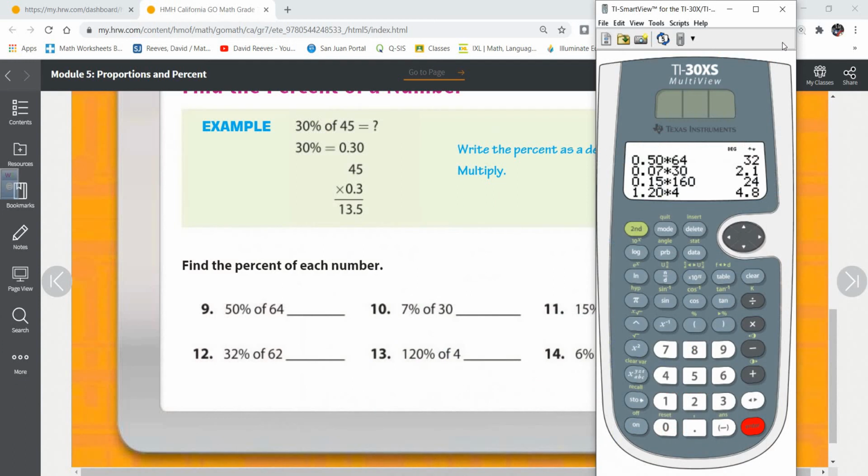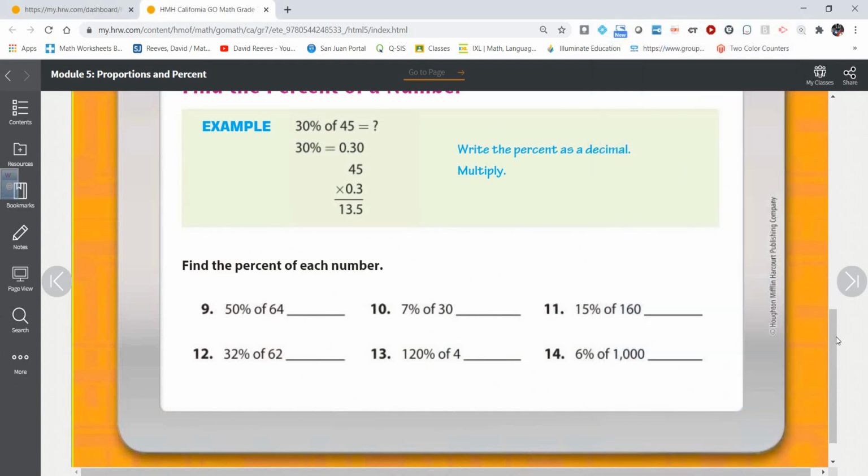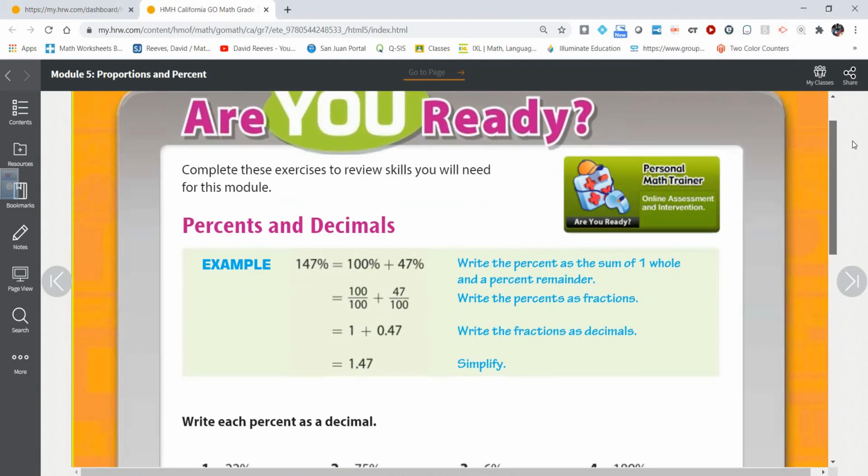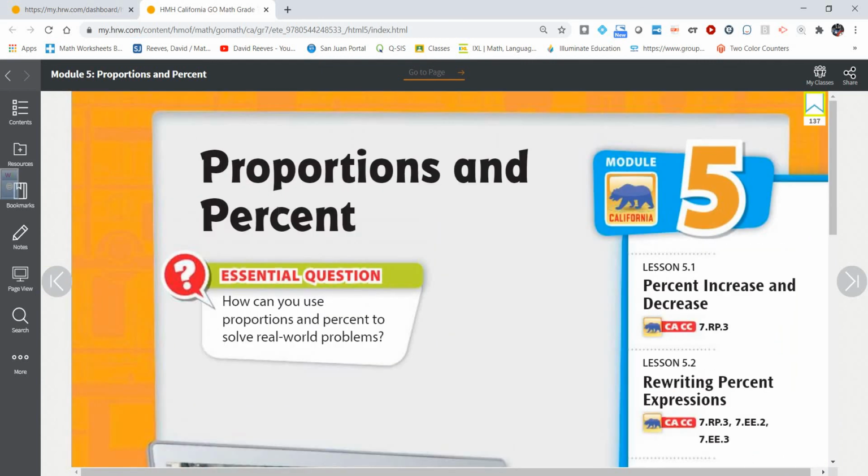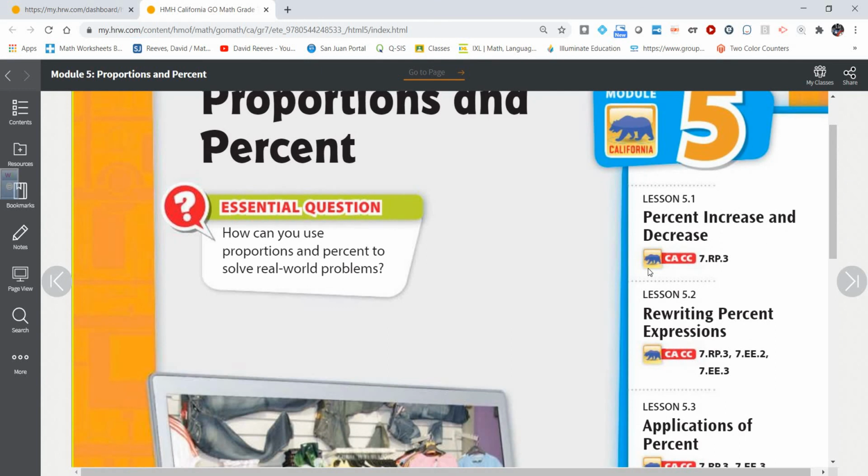All right? So that is just a quick review that they wanted us to do of percents and decimals. Again, we are moving into Module 5, proportions and percent. We had been talking about equivalent ratios, proportional relationships, and now we're going to be working with percentages.